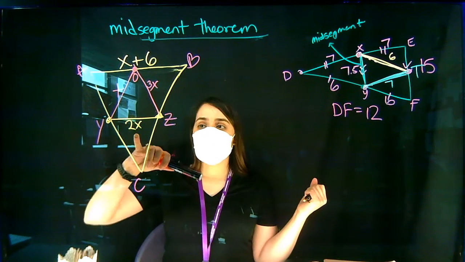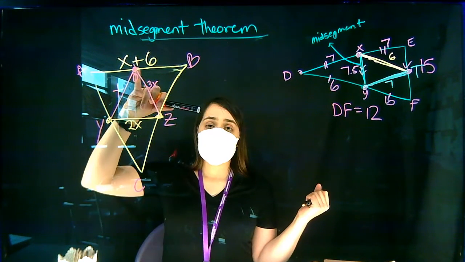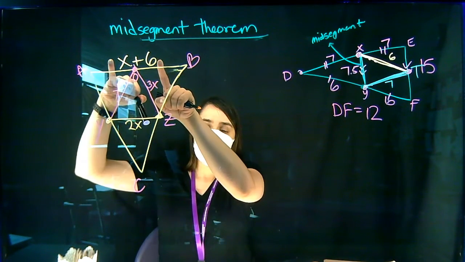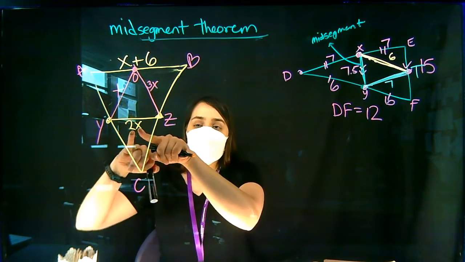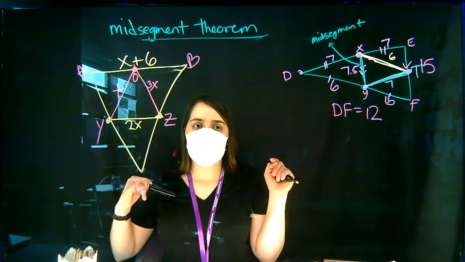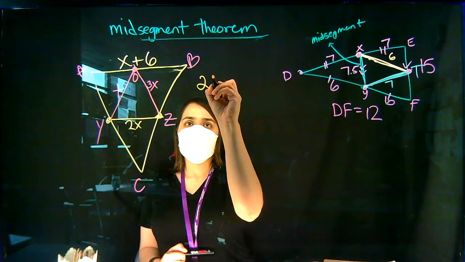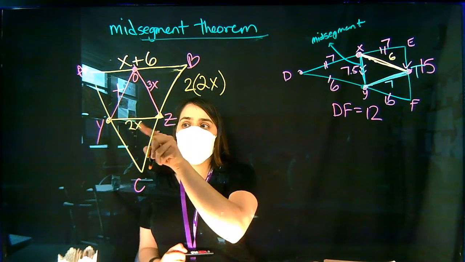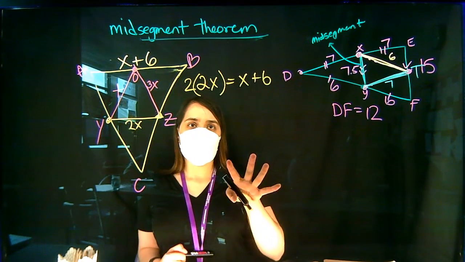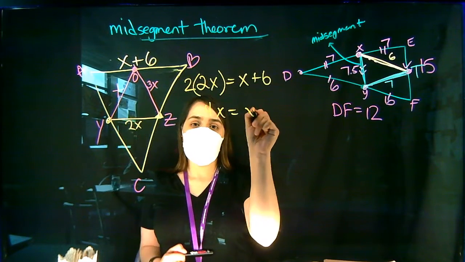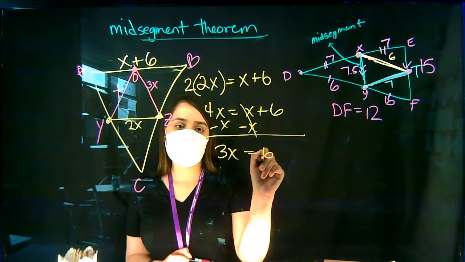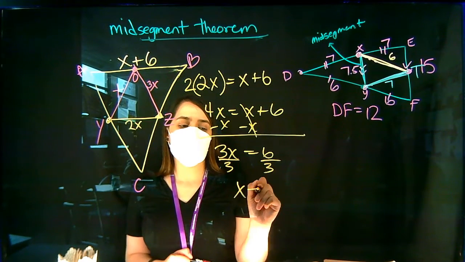So we know that the mid-segment is half of the base, or we could say this times 2 equals this. So 2x times 2 equals x plus 6, because 2 of these is equal to the base. So I have 2x times 2, because there are 2 of these equal to 1 of those. Now I can easily solve that and get 4x equals x plus 6. Subtract x from both sides. You get 3x equals 6. If you solve for x, you get x equals 2.